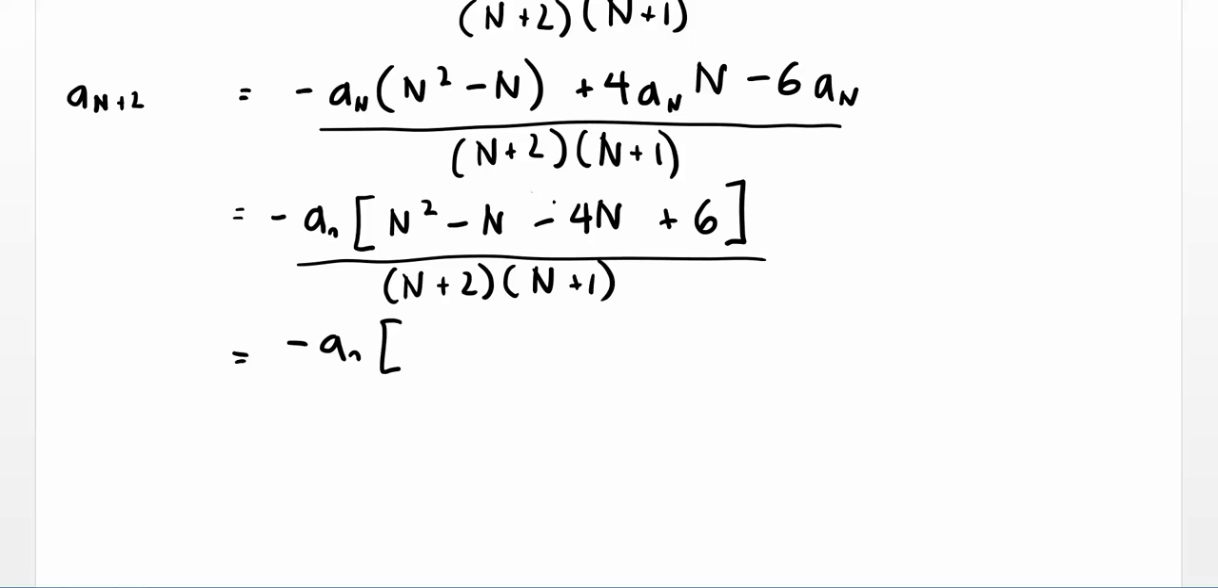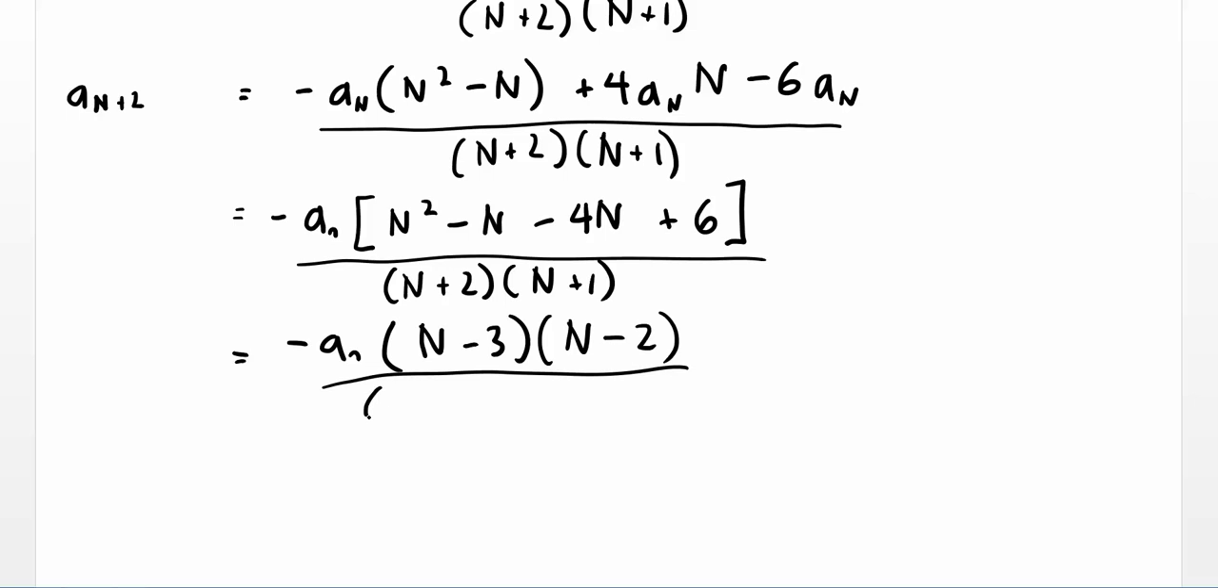Now this is negative 5n, and you can see that this factors into capital N minus 3, capital N minus 2, all over n plus 2, n plus 1. So this is our recursive formula for our next two terms in our sequence. So let's write out the first few terms in our infinite series.